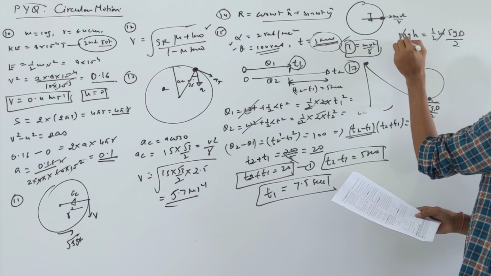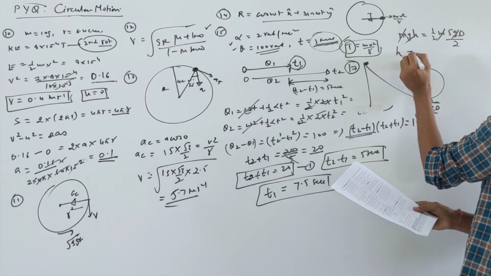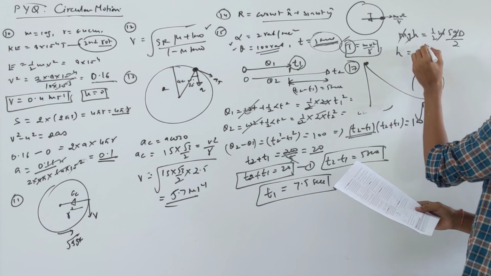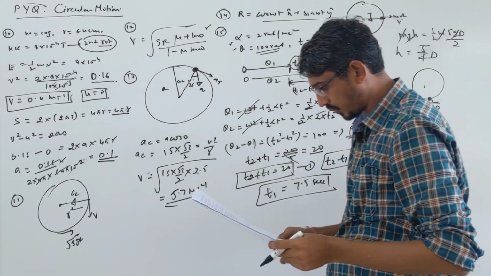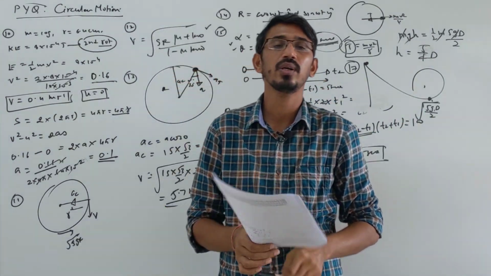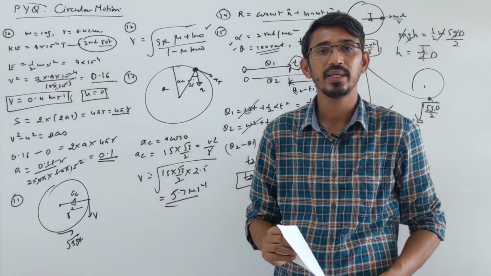Mass cancels, g cancels. We have to calculate the height. So h will be equal to 5 by 4 of d. 5 by 4 of d means the fourth option is correct. So these are all the questions based on circular motion. If you have any doubt, please put your comment. I will reply. Thank you.